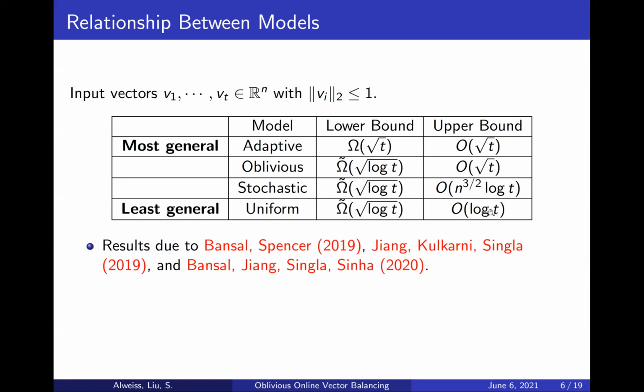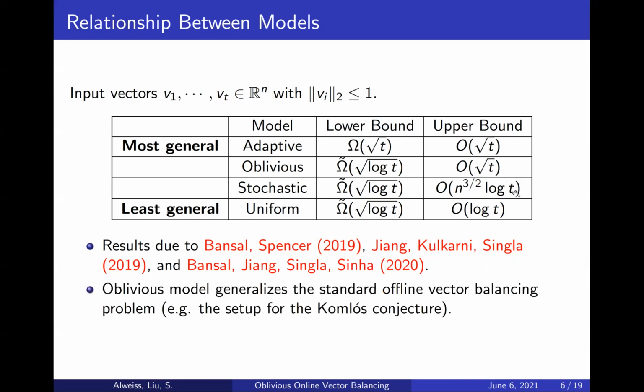And a similar sort of logarithmic in t behavior was obtained by Bansal, Jiang, Singla, and Sinha. They gave an upper bound of n to the 3 halves log t. Note that although the stochastic and uniform models have counterparts in the offline vector balancing problem, the oblivious model actually strictly generalizes the standard offline vector balancing, e.g. the setup for the Komlós conjecture.